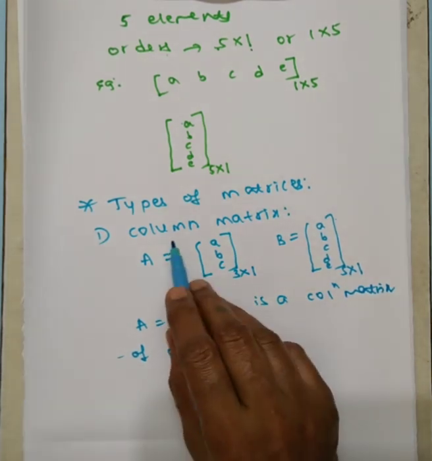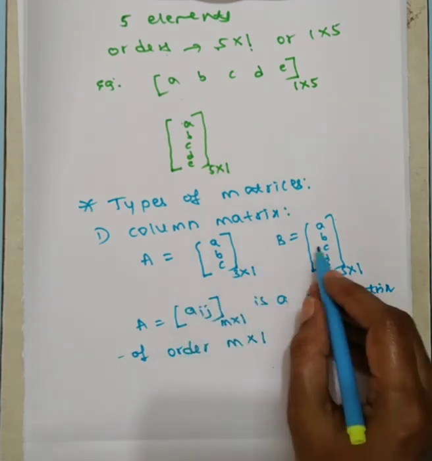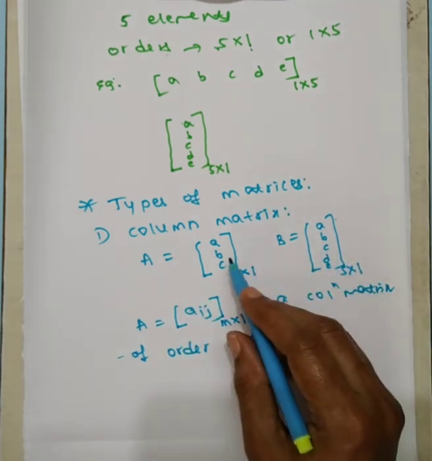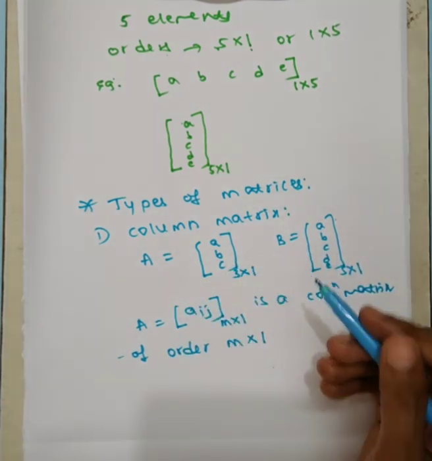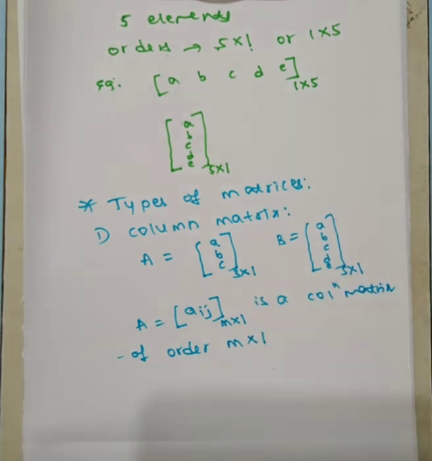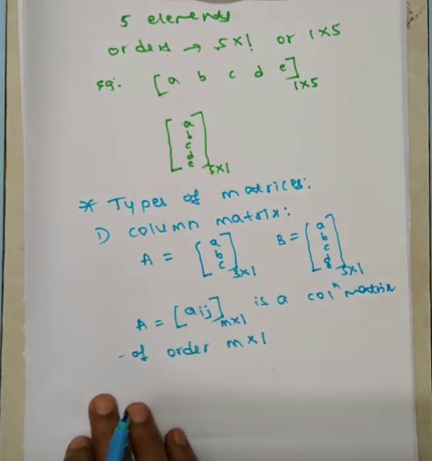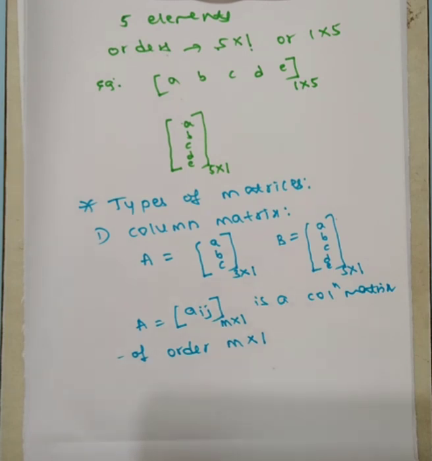So therefore column matrix means what? A matrix having only one column. There is no restriction for what? Rows, but the number of columns should be only 1. Okay, so this is the first type of matrix, that is column matrix.